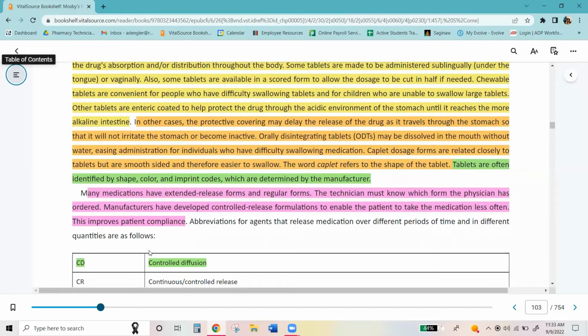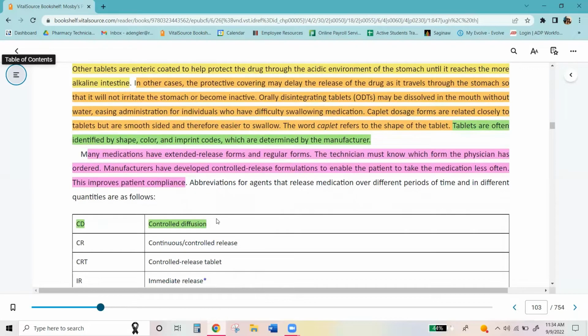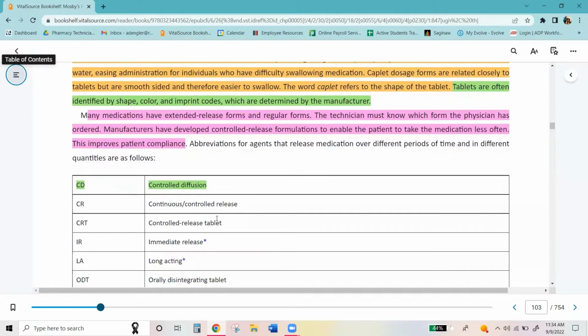Many medications have extended release forms and regular forms. Usually the regular form is called IR, immediate release. The technician must know which form the physician has ordered. The manufacturers have developed controlled release formulations to enable the patient to take the medication less often. This improves patient compliance.